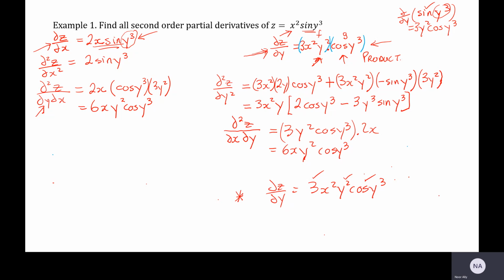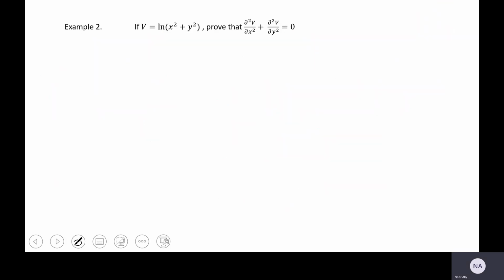And what do you notice? That's right. They are equal. So that will be correct. Next example.